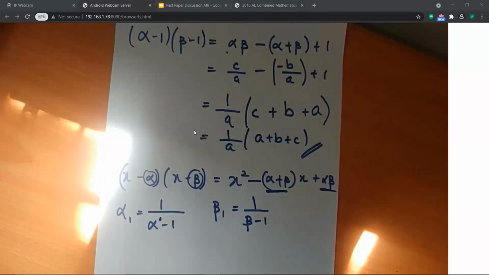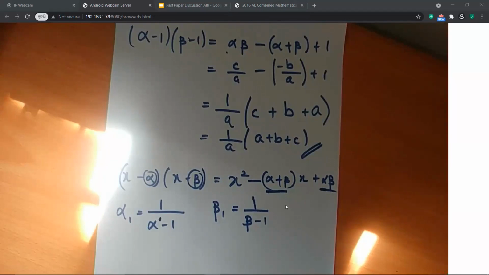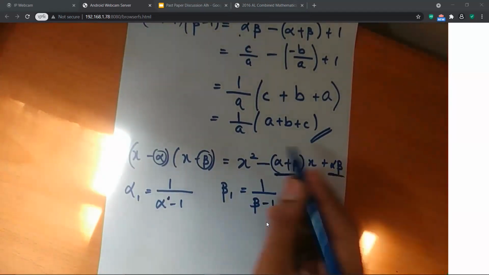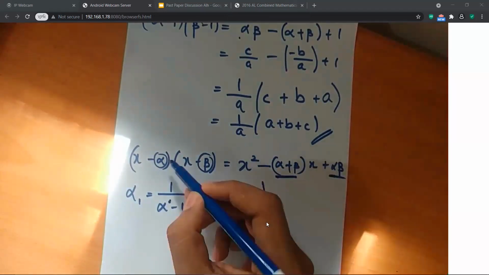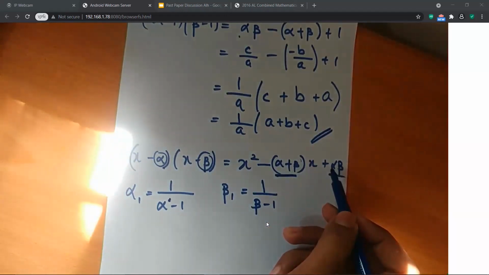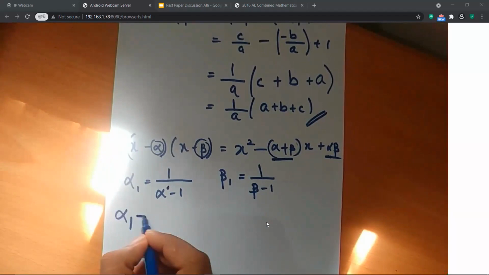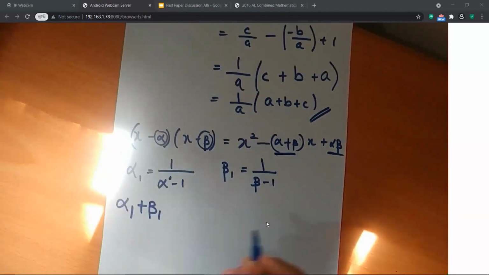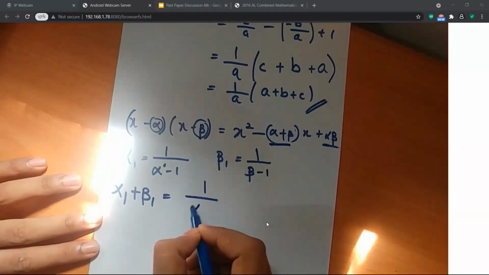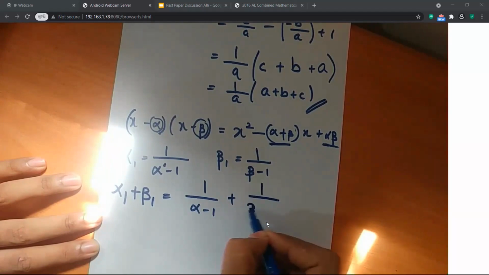So we need to find the equation where alpha 1 and beta 1 are the roots. Let's take alpha 1 as 1 over alpha minus 1, and 1 over beta minus 1 is beta 1. So what we need is x squared minus (alpha plus beta) x plus alpha beta. This is the normal format of an equation whose roots are alpha and beta. So we need the addition of these two and the multiplication of these two. So we need alpha 1 plus beta 1 and alpha 1 times beta 1. So let's simplify. What's alpha 1 plus beta 1? 1 over alpha minus 1 plus 1 over beta minus 1.